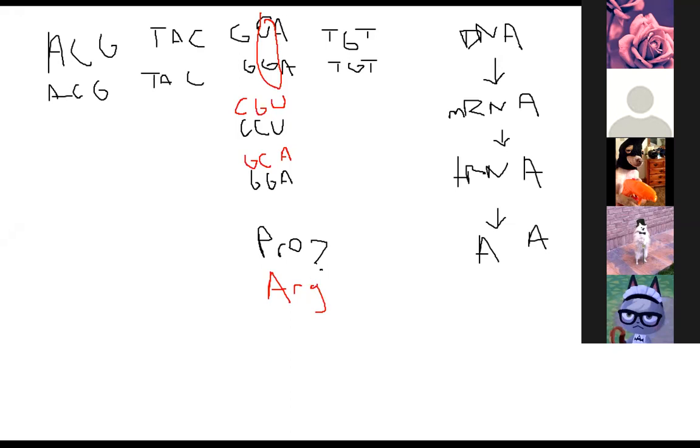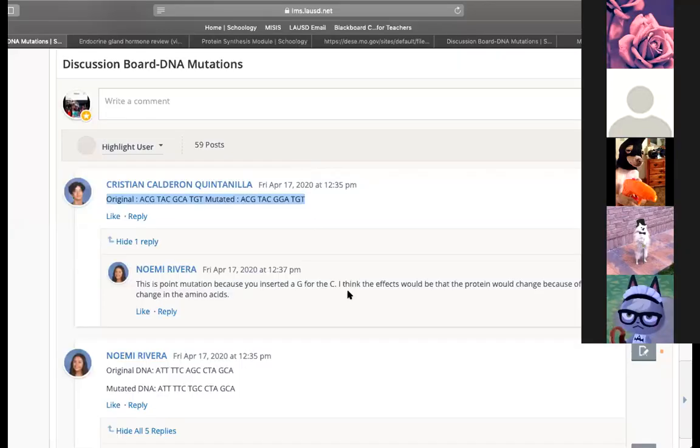So let's go back now to our original post that Christian put up. You're absolutely right that it was a point mutation, and like you said, it was a swap between a G and a C. So the question is, did that change the amino acid? Yes or no? Yes. It did, right? It went from what to what?